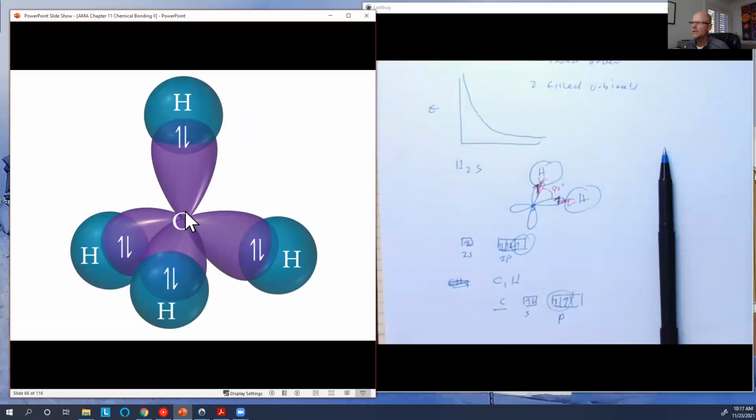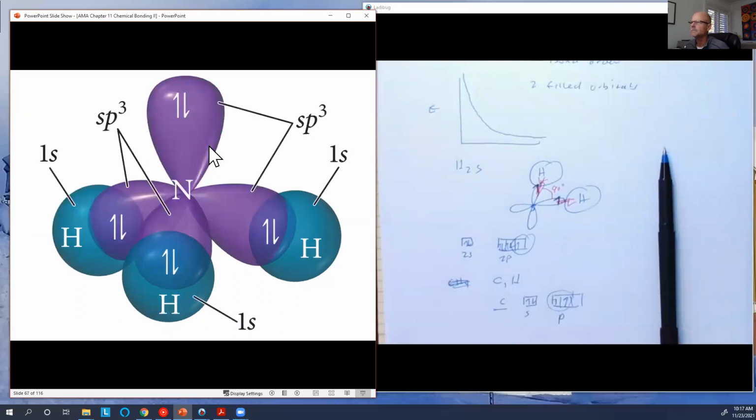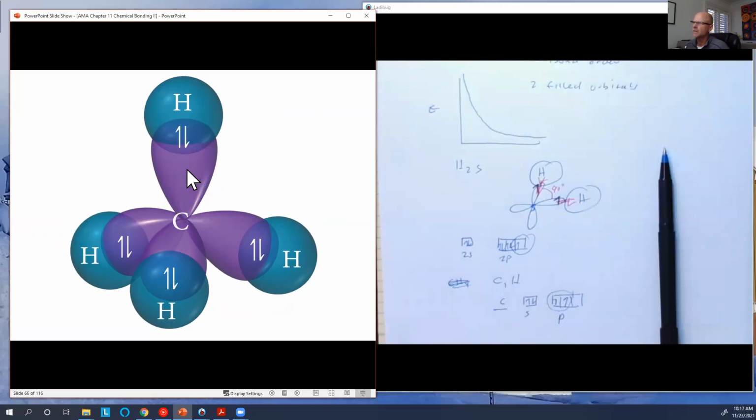So here's what CH4 looks like with the 4 hybrid orbitals overlapping with the 1s orbitals on the hydrogen. These are the sp3 orbitals right here, 1, 2, 3, 4, and these are the hydrogen orbitals.